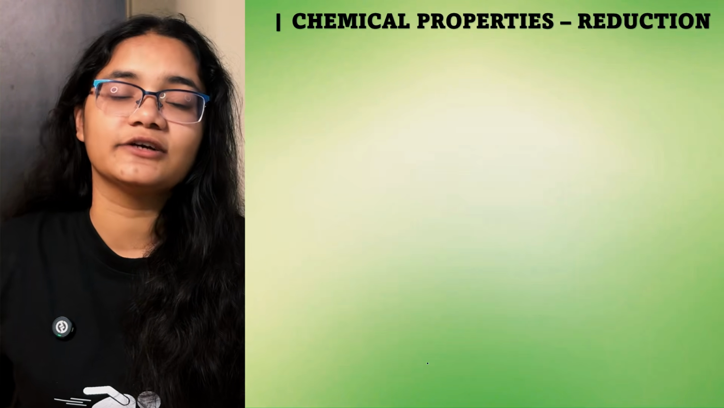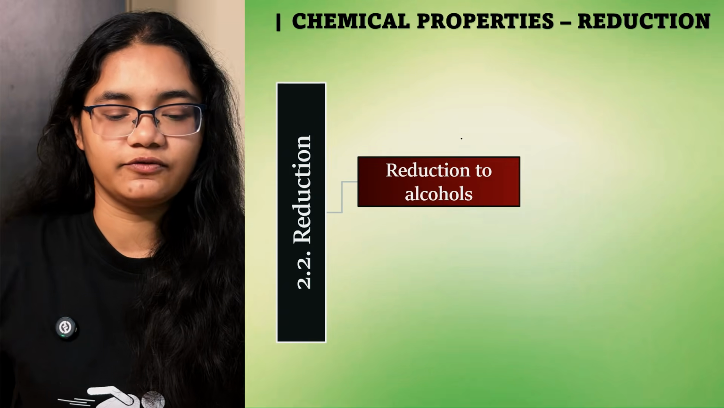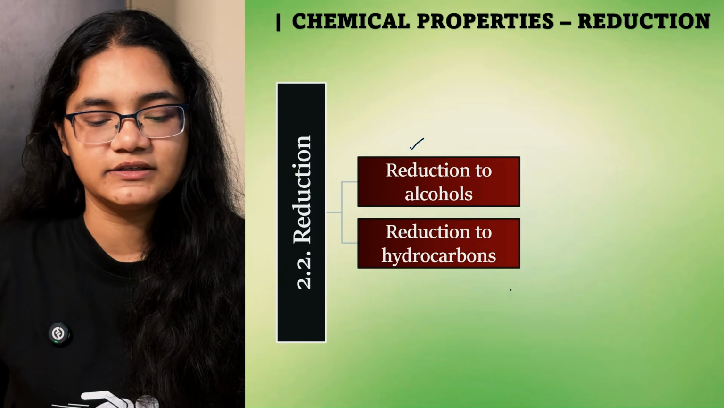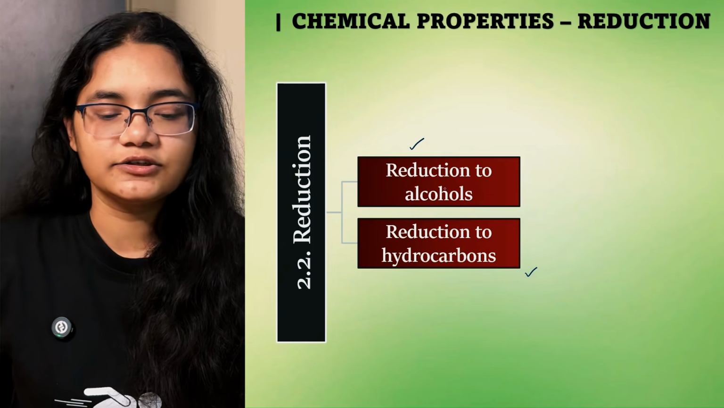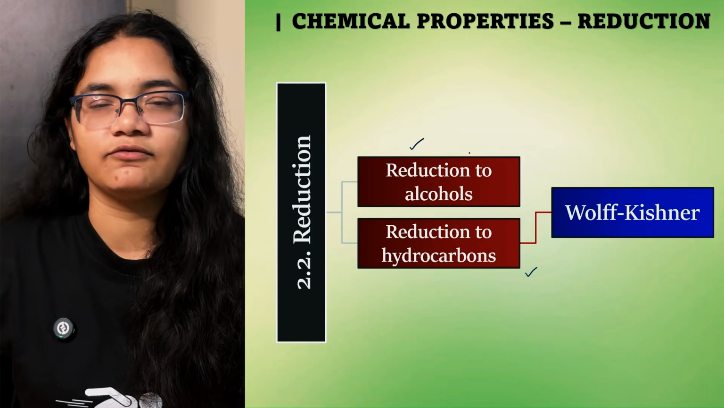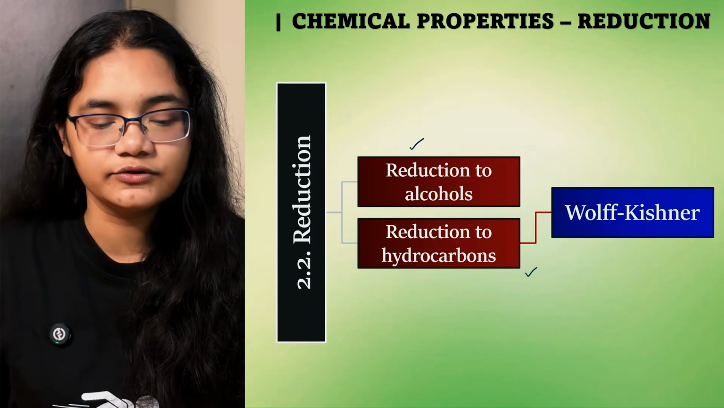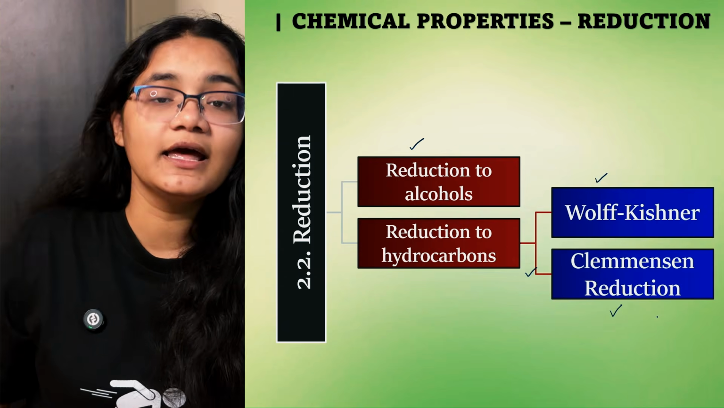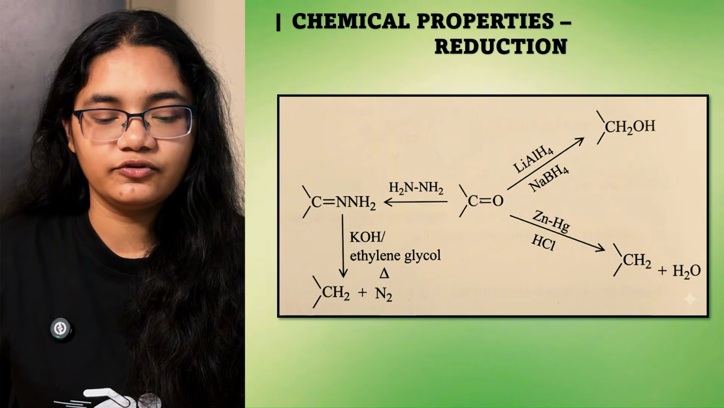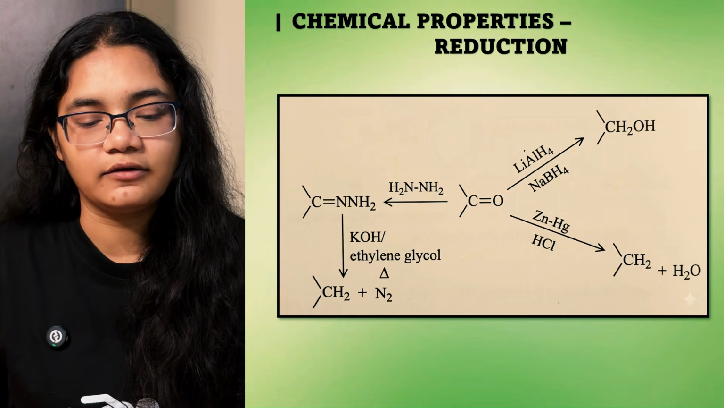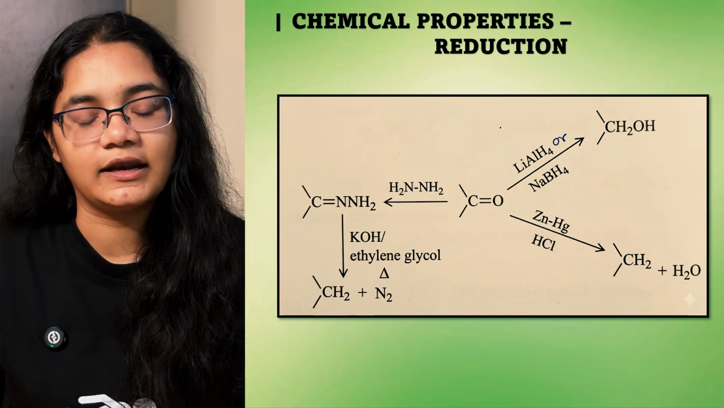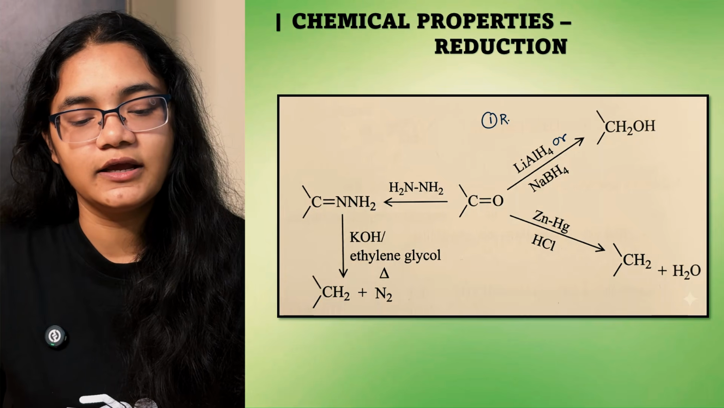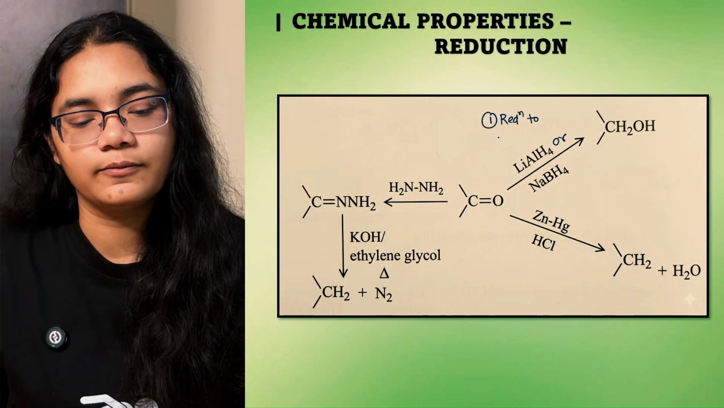Next we will see the reactions of reduction. We have two types of reductions here, reductions to alcohols and reductions to hydrocarbons. Reduction to alcohol we have already seen, like if you use NaBH4 you can easily reduce. Reductions to hydrocarbons have two name reactions here, Wolff-Kishner and Clemmensen reduction. If you take any aldehyde or ketone and treat it with LiAlH4 or NaBH4, that is reduction to alcohol.